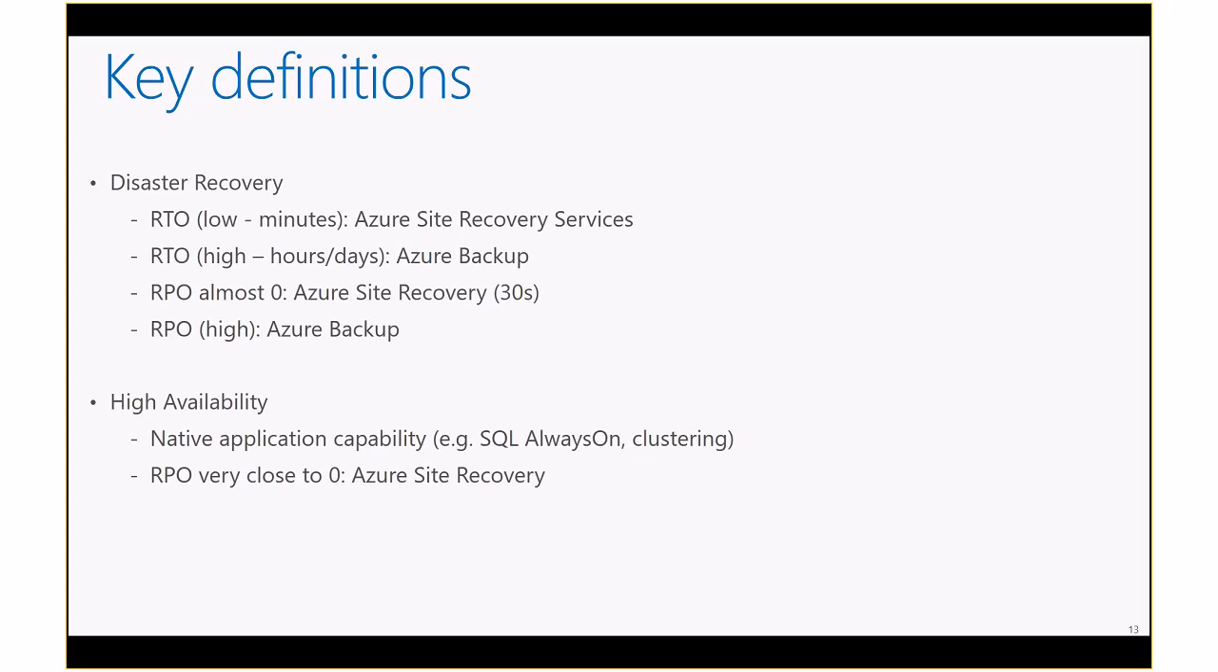High availability. Think of SQL's Always On or clustering, where if you lose one node, the other node will pick up the slack. So that's HA. And Azure Site Recovery is not really a high availability solution because it does require a click or some configuration to do a failover. So it's not like a redundant solution where you lose a node and it keeps on running. It does require intervention by someone, which you'll see during the demonstration.